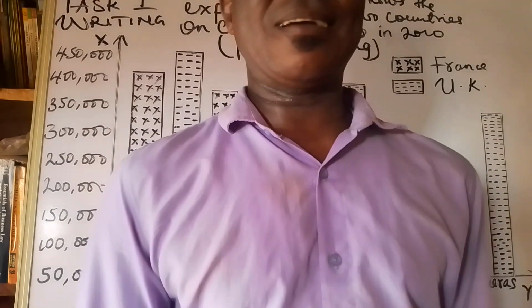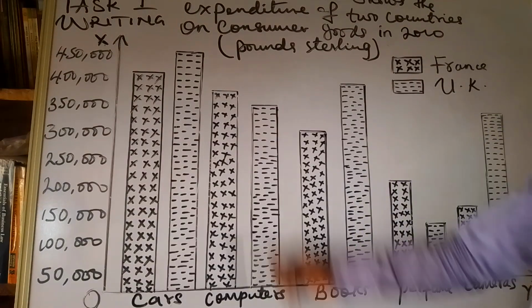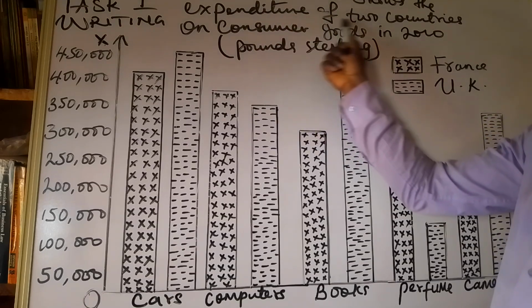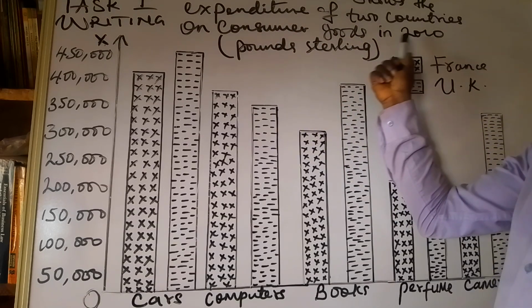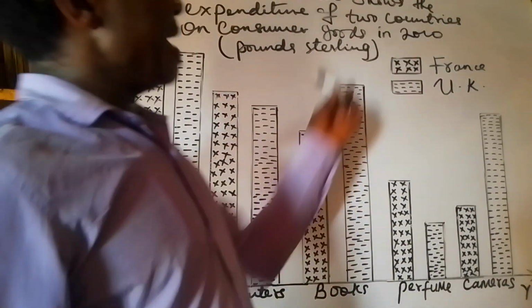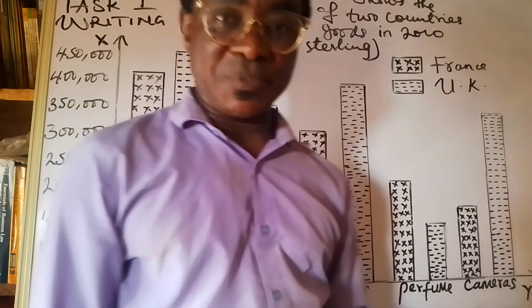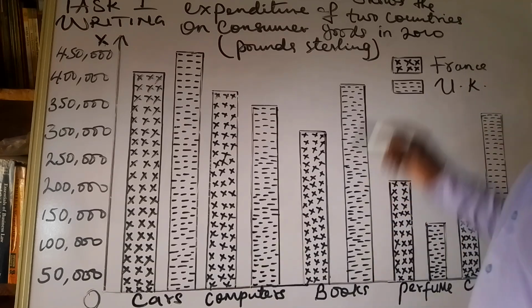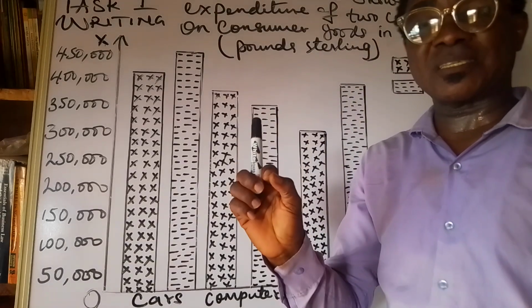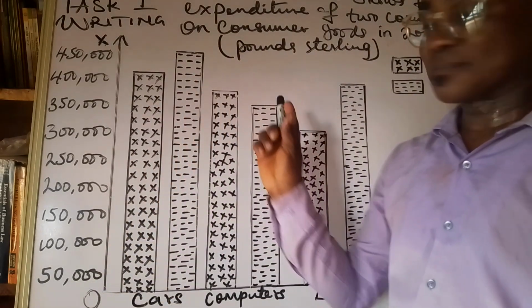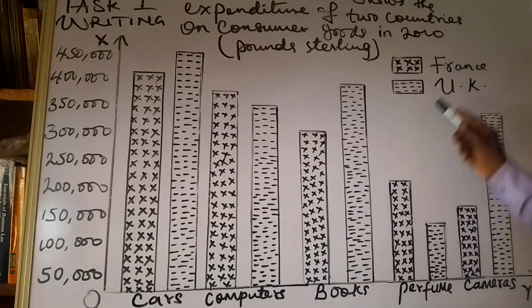In our analysis today, what are we studying? It says the chart below shows the expenditure of 2 countries on consumer goods in 2010. That is, the chart is a measurement of the expenditure variables. That is the expenses made on consumer goods in the year 2010 by 2 countries. The units of value are measured in pounds sterling. The countries we are talking about are France and the UK.